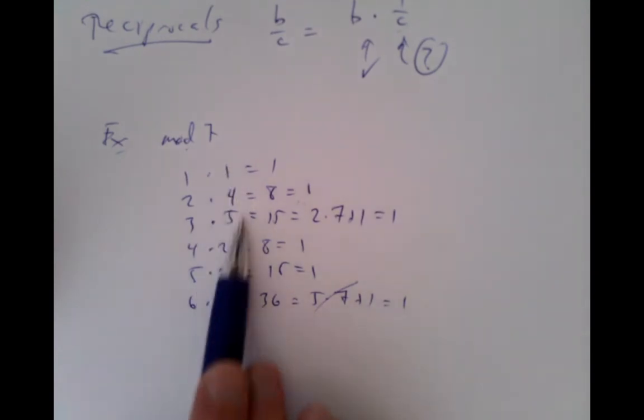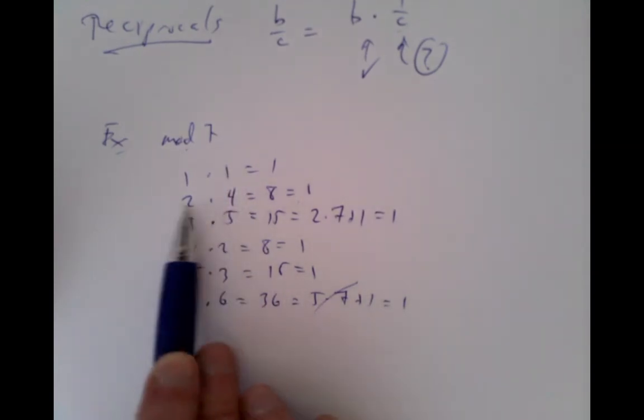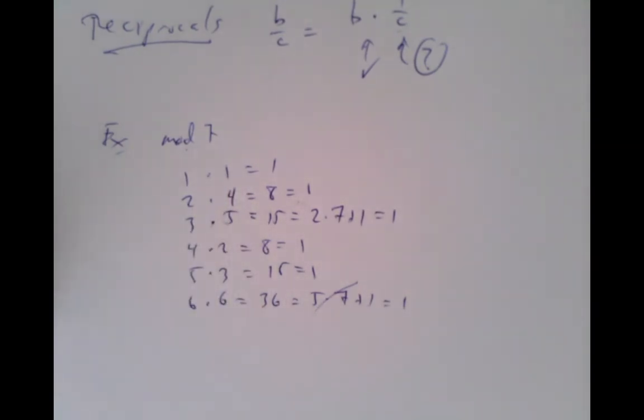Now, of course, you maybe wouldn't have guessed why I chose 4 to pair up with the 2. But you could try it. Try a bunch of possibilities and see what you come up with. And this is what you'll end up with. These are the only possible choices we could make to make reciprocals. So if 6 is going to have a reciprocal, it's going to have to be 6, because 6 times 6 is 1 when you throw out the 7s.